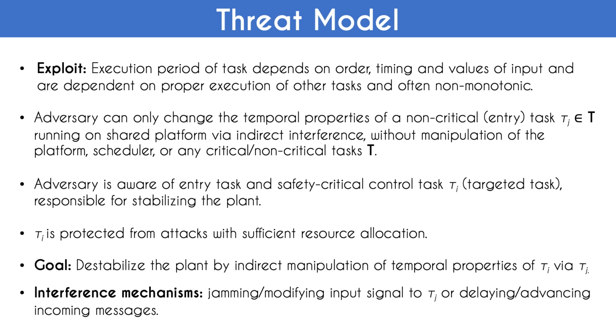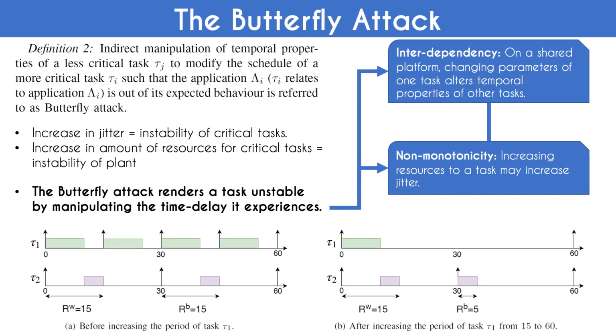For example, suppose that your non-critical process might be your vehicle positioning system. So how do you modify the inputs? You simply jam the GPS signals, or you can delay or advance the incoming signals as well. So our primary goal is to destabilize the plant by indirect manipulation of temporal properties of a critical task via the non-critical task. So here comes the butterfly attack.